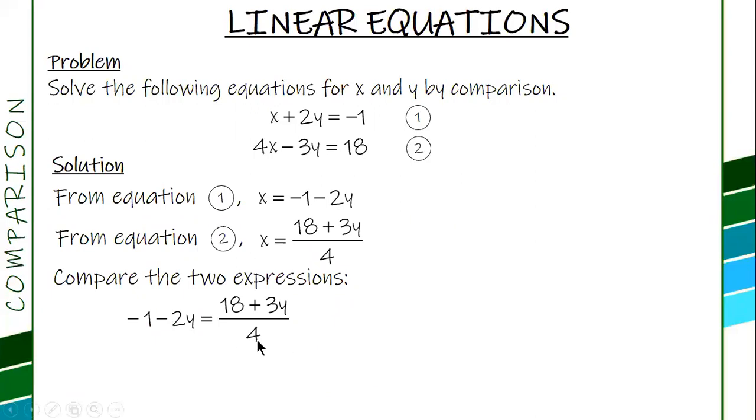So to get rid of the denominator, we are going to multiply the whole equation by 4. And then distribute in 4 times negative 1, 4 times negative 2y. For the right side, makancel na 4 na. Eh, so nakainga na ni. 4 times negative 1, negative 4, 4 times negative 2y, and negative 8y. And sa right side, makancel na.